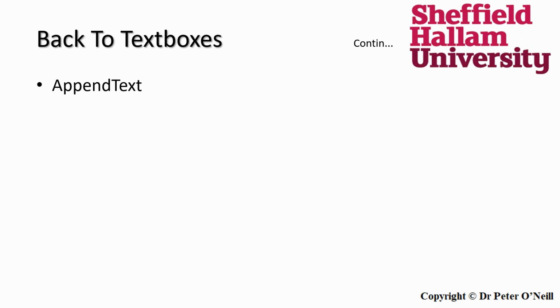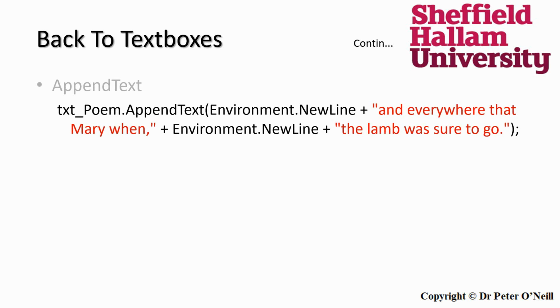We could also want to append text to it. So for example, we want to add to it another line, or some more lines saying, and everywhere that Mary went, new line, the lamb was sure to go. Now, if we just put .Text, when we click on that button to append the text, it would overwrite the first part. So actually what we need to do is use the function called AppendText. So we'd use poem with AppendText, and this is how the line would look.